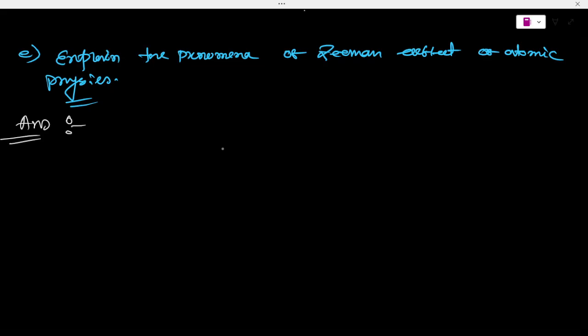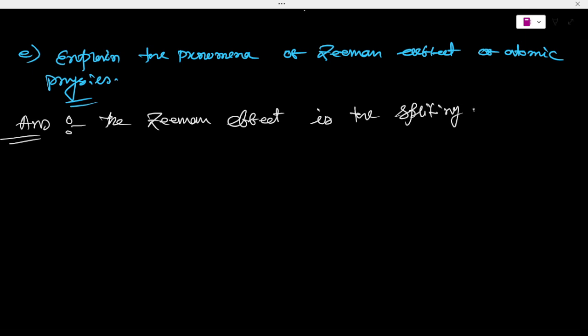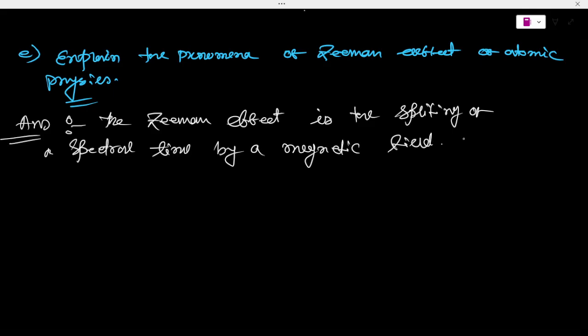The Zeeman effect is basically the splitting of a spectral line by a magnetic field. This is called the Zeeman effect. I have to explain it one by one, so writing this: the Zeeman effect is the splitting of a spectral line by a magnetic field.